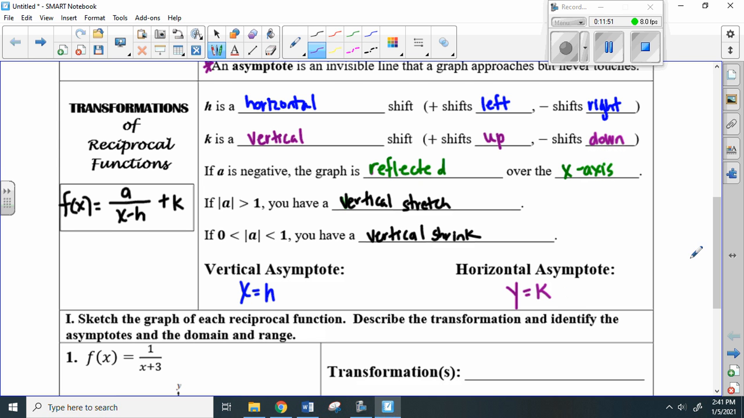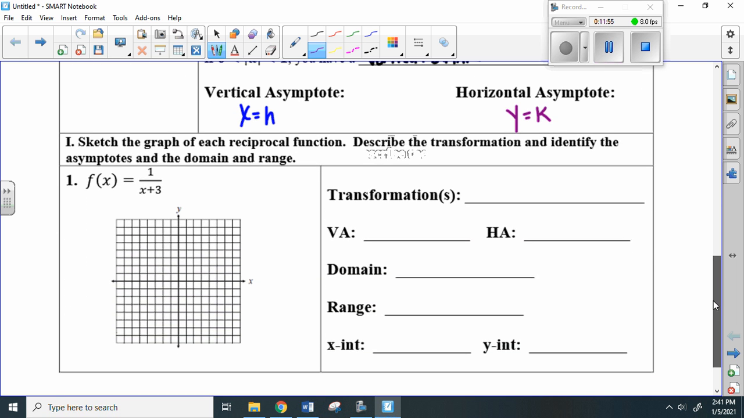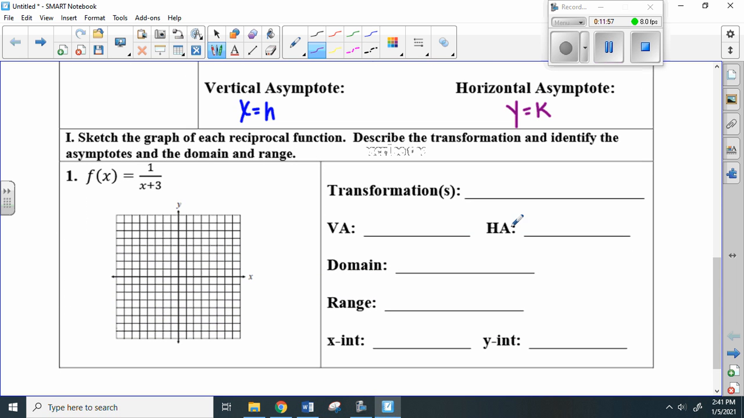All right, so we're going to look at a couple of examples together, and then we will make our functions a little bit more complicated. So I want to sketch the graph of each reciprocal function. Then I'm going to describe the transformation. I'm going to figure out the asymptotes, and I'm going to look at the domain and range. I'm also going to get some x and y intercepts to help me graph a little bit better, but I'm going to use Desmos to do that.